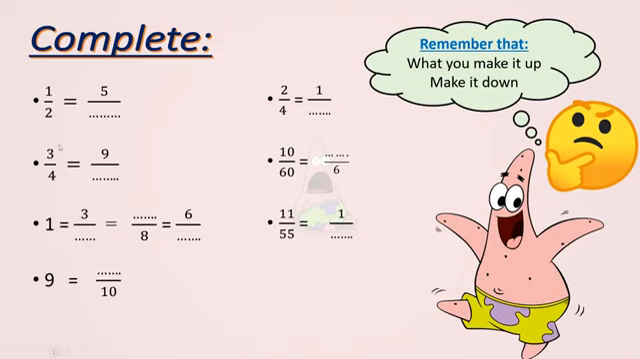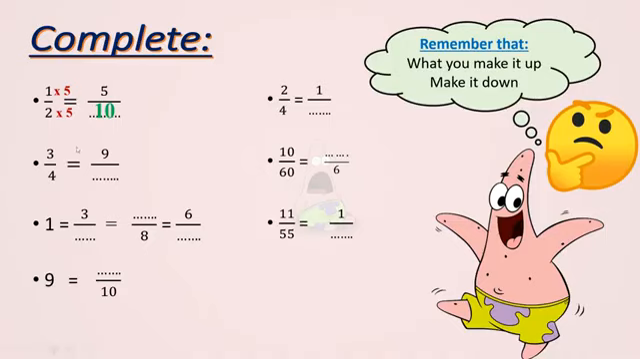So here the numerator 1 gets bigger. It became 5. So I did multiply 1 by what to get 5? Yes, 1 times 5 equals 5. And remember, what you do to the top, you have to do to the bottom. So if I multiply the numerator by 5, then I will multiply the denominator by 5 also. So 2 times 5 equals 10. That means 1 half is equivalent to 5 tenths.